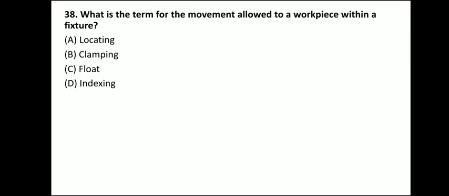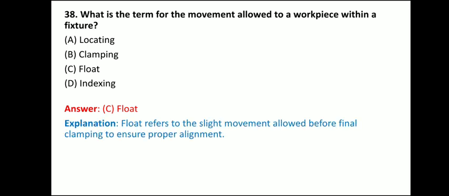Next question. What is the term for movement allowed to a workpiece within a fixture? The answer is float. Okay. So float refers to a slight movement allowed before final clamping to ensure proper alignment.